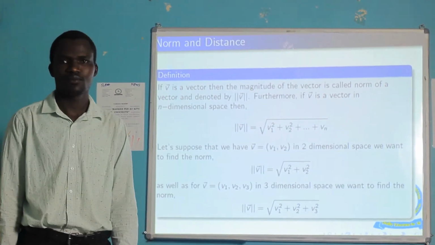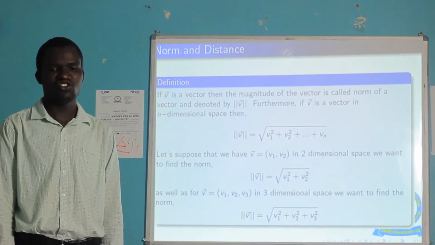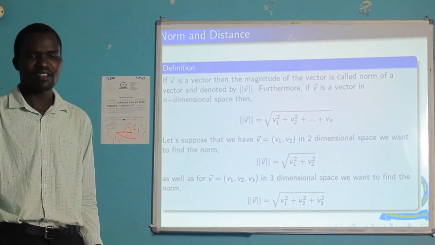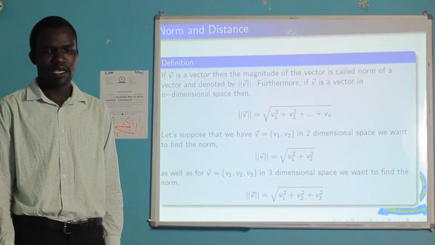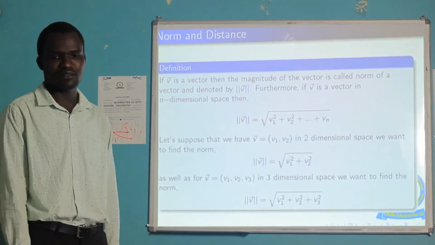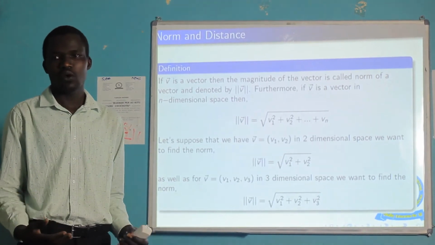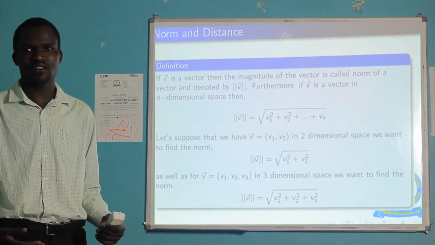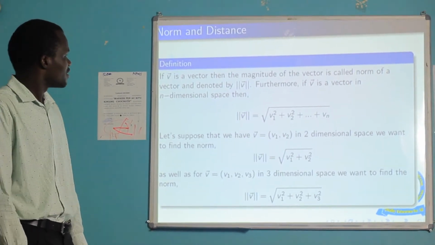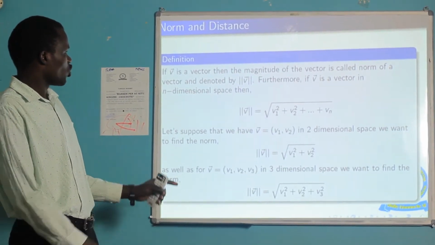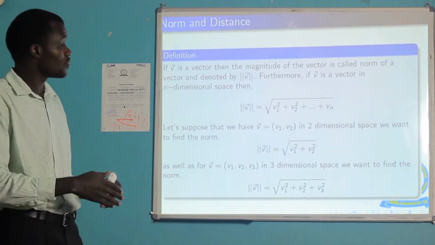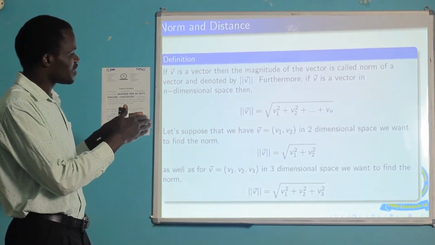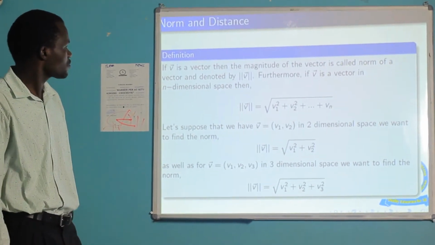The next part is norm and distance. In vectors, we study norm and distance, and they are slightly different. So let's start by looking at what the norm is. Norm is just the magnitude of the vector, and it is denoted by the norm of v. We put the vector between double bars or absolute value signs.